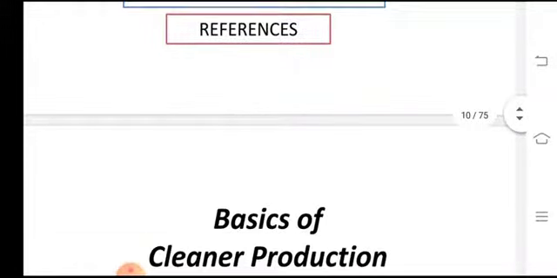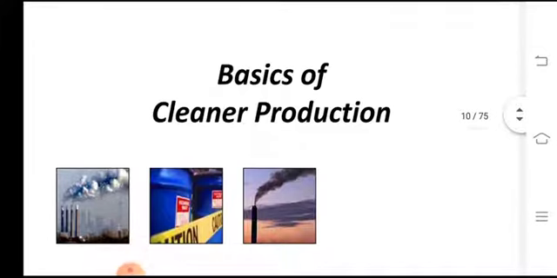Now we move to our course, that is cleaner production technology. First of all, let's start with the basics of this concept. What actually does this concept mean? Cleaner production technology. So please review what cleaner production technology can actually mean, and how it varies from the other concepts which exist in our environmental engineering.